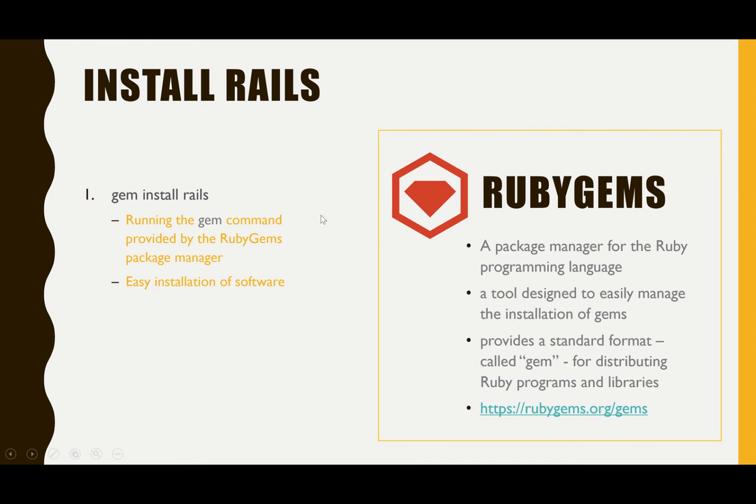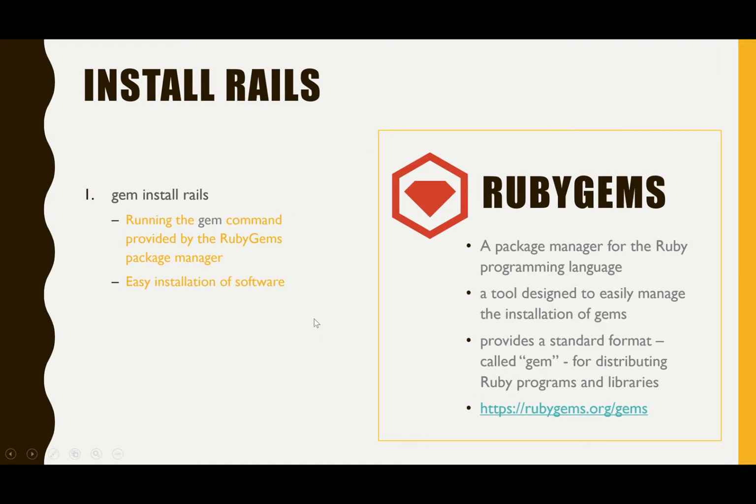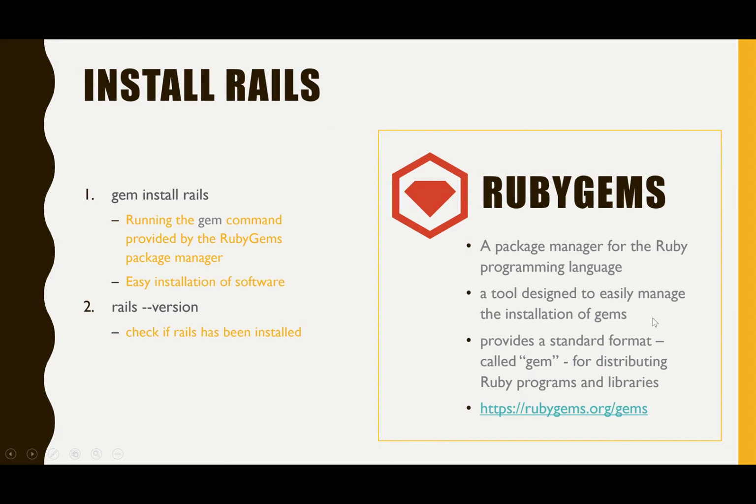So that's for installing Rails. We're going to run through that. We're going to accept the gem and install Rails. Now it has one gem installed. That's our Rails. And now we're going to check if Rails has been installed. It should be. It's going to tell me that, yes, I have Rails 5.2.1.